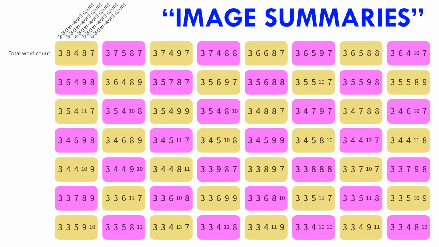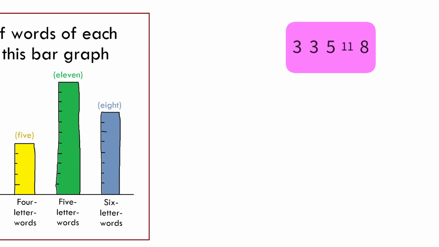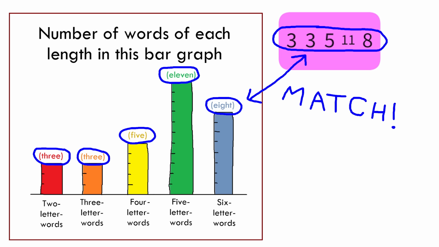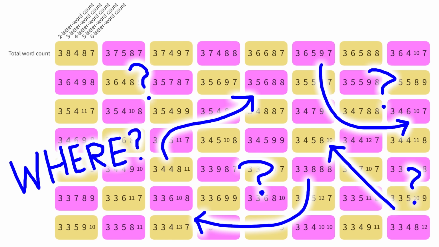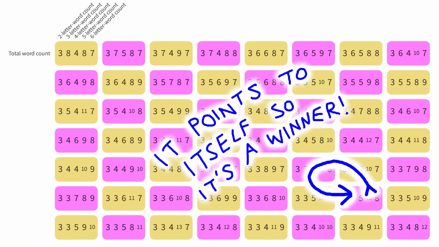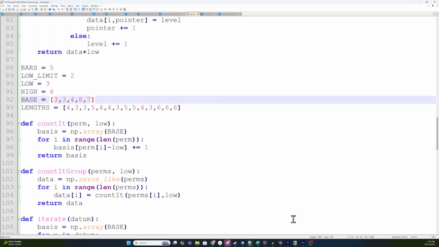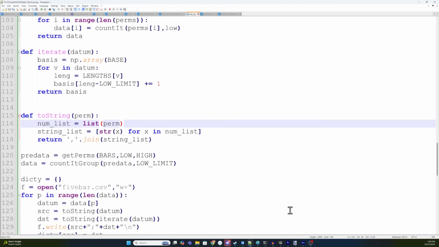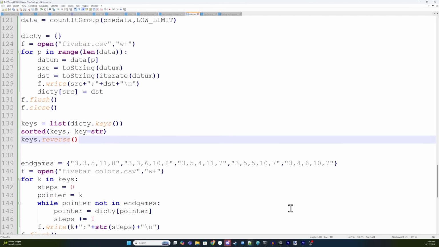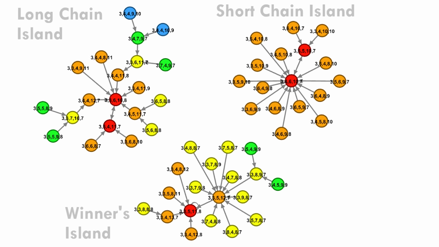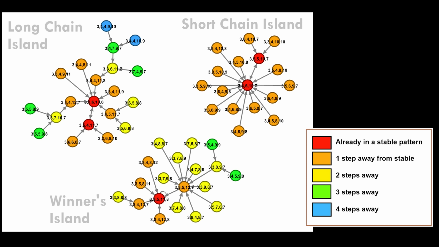As a spoiler, we can see the trusty 3, 3, 5, 11, 8, which ends up being our valid solution. Next, we want to know where each image summary points to, and hope we can find ones that point to themselves, solutions. So I wrote this Python code to find each summary's pointer, but I don't want to get into the specifics of how I did that. So let's just look at the finished product in Gephi. Ta-da!